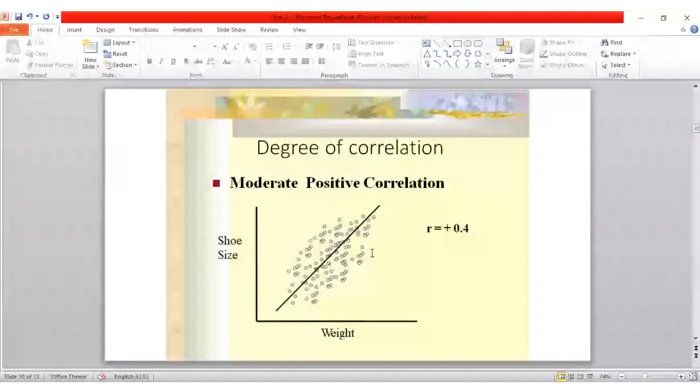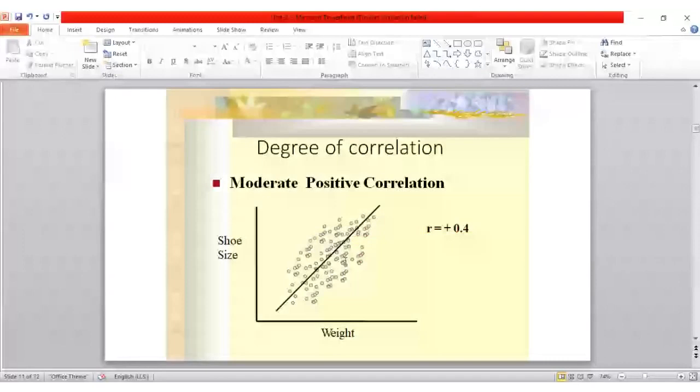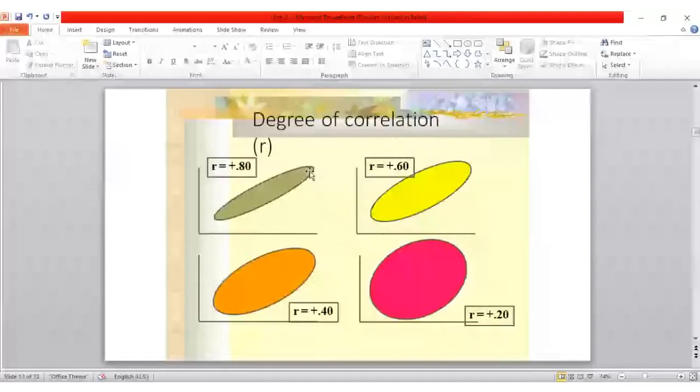So if more points are near a line, it means there is a strong relationship between those variables. If points are far from the line, then there is less of a relationship, but still a relationship is there. If they are more near, there is more relationship; as the circle is increasing, there is less relationship. Is this clear? Yes.